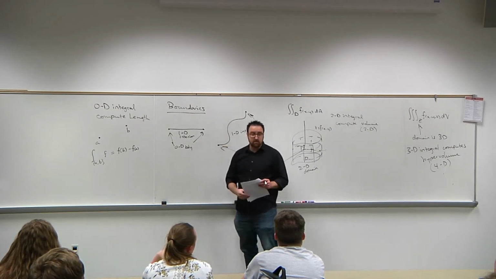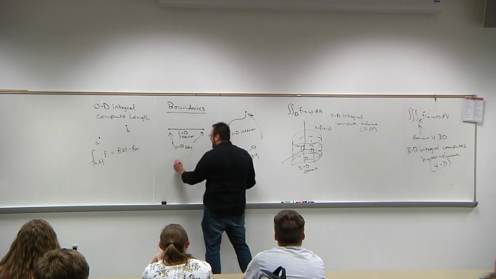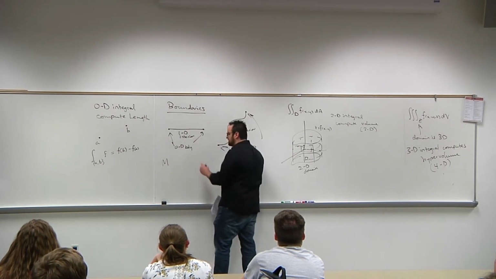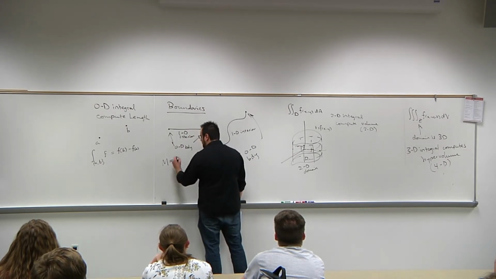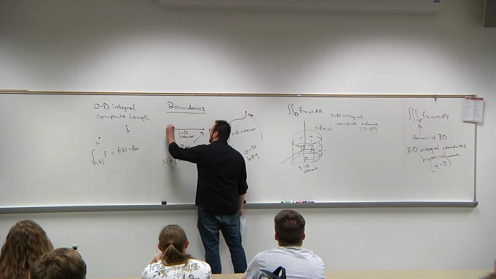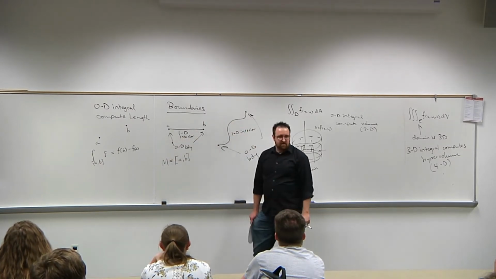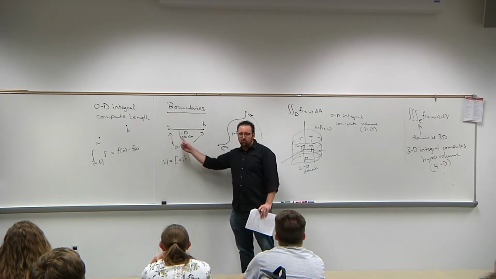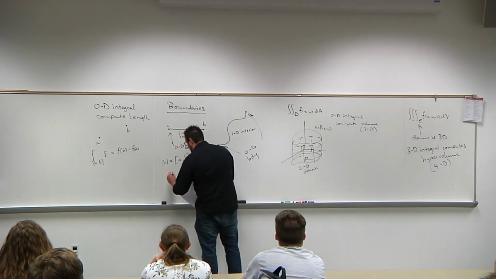First, I'm going to introduce some notation here. In this case, I'm going to call the interior, or the whole region itself with the boundary, M. In this case, it'll be the interval A to B. I'm going to call the boundary partial M.